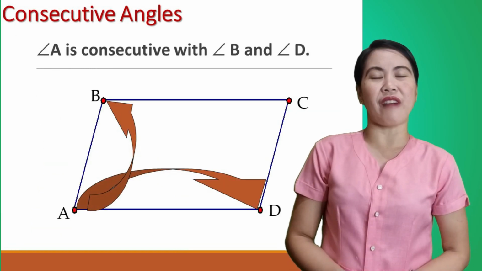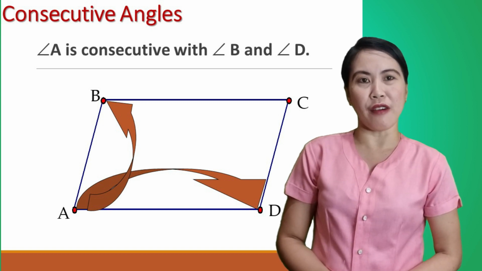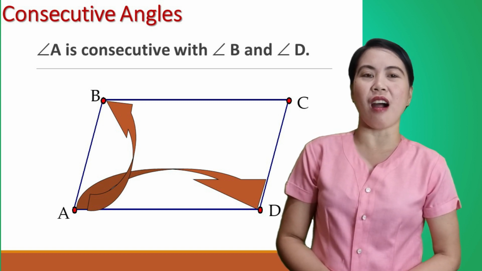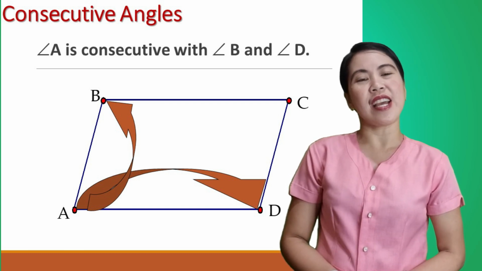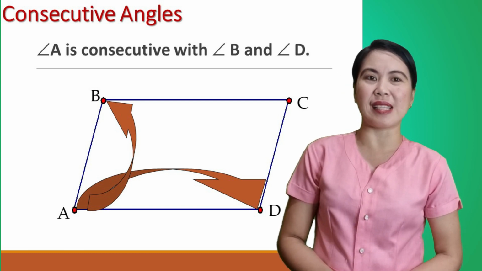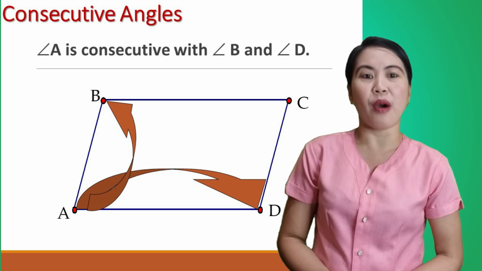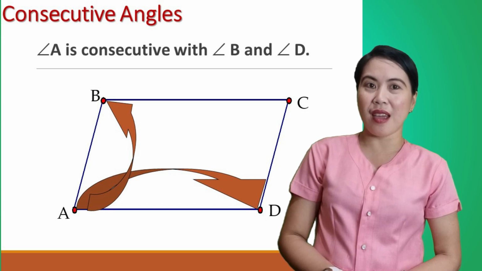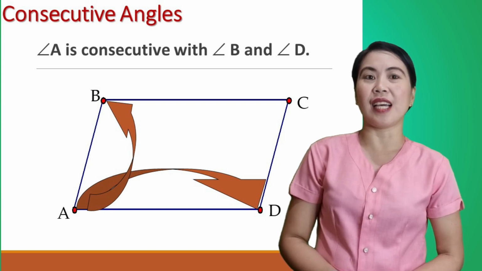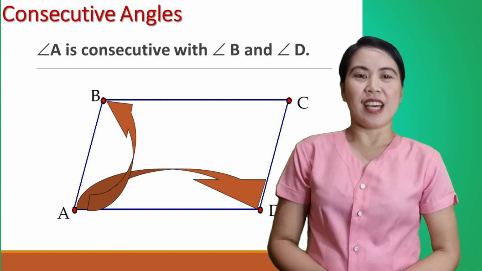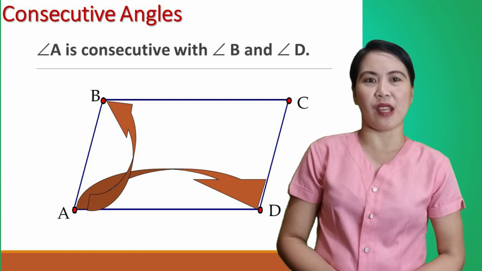The next kind of angles are the consecutive angles. When you say consecutive, we can also say that they are adjacent. So, considering parallelogram ABCD, angle A is consecutive with angle B, and it is also consecutive to angle D. Now, what do you think will be the relationship between the consecutive angles?